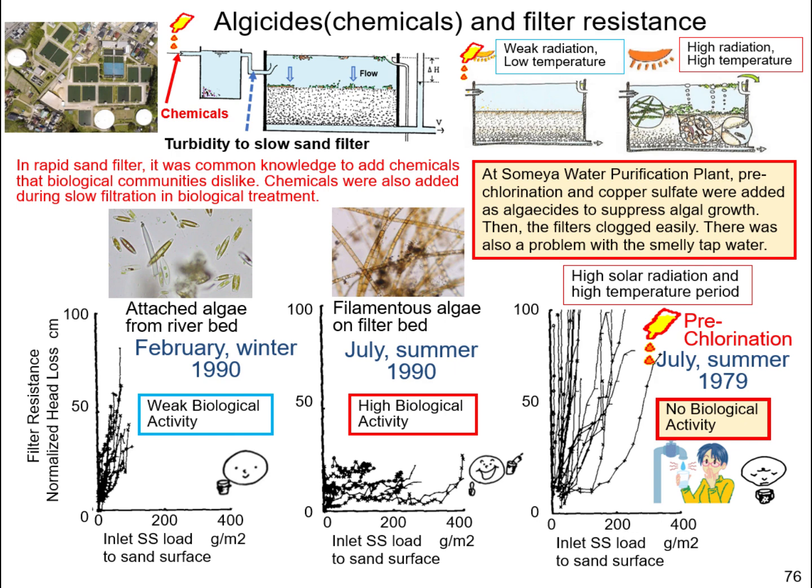In rapid sand filtration, it was common knowledge to add chemicals that biological communities dislike. Chemicals were also added during slow filtration in biological treatment. In the summer of 1979, the resistance of the filter quickly increased even with a small load of suspended solids. When the algicide was stopped, this filter did not clog in 1990. In February, in winter, the filter clogged with a small amount of suspended solids due to weak biological activity.